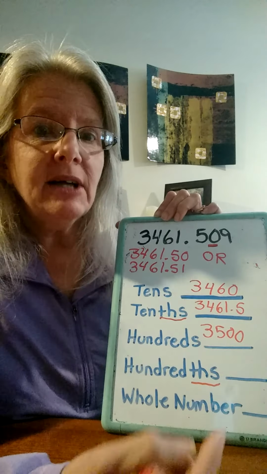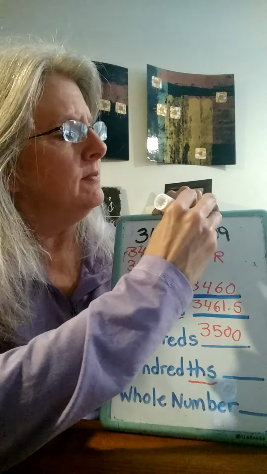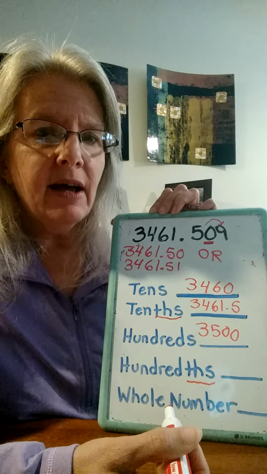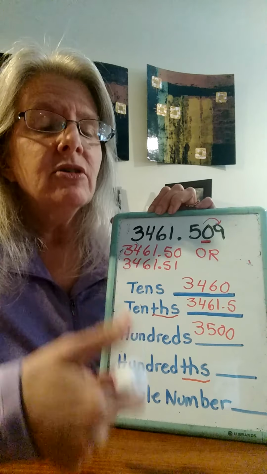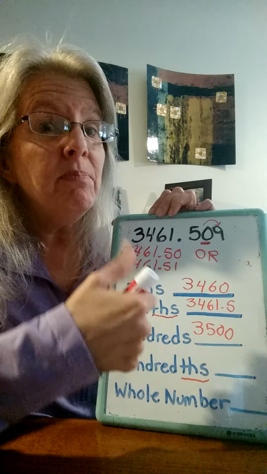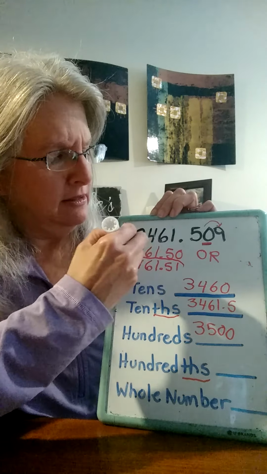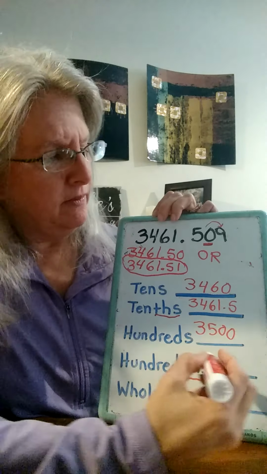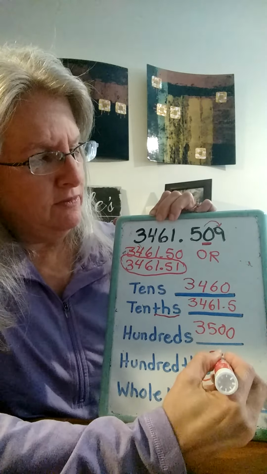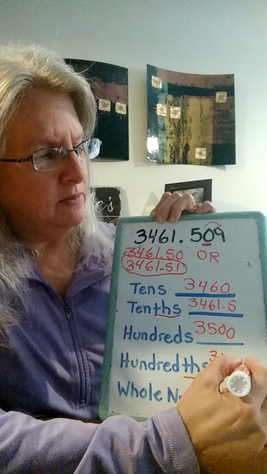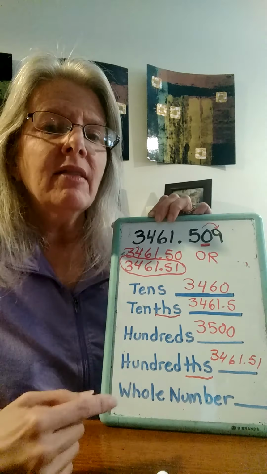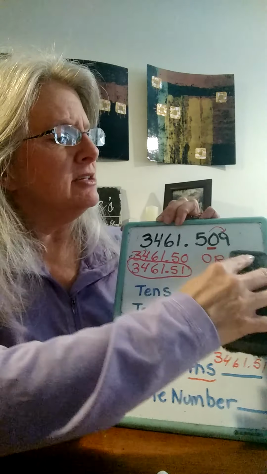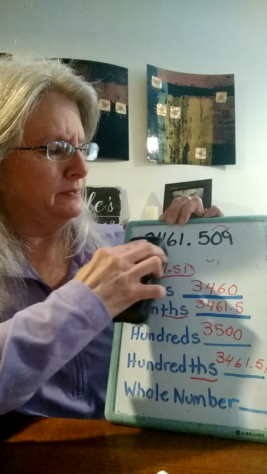The way we tell is we look at the number next to it. That's a 9. That is definitely 5 or higher. So we're going to round up. We're going to take the bigger number. That is the bigger number, 3,461.51. The last one we're going to look at today talks about rounding to the whole number.